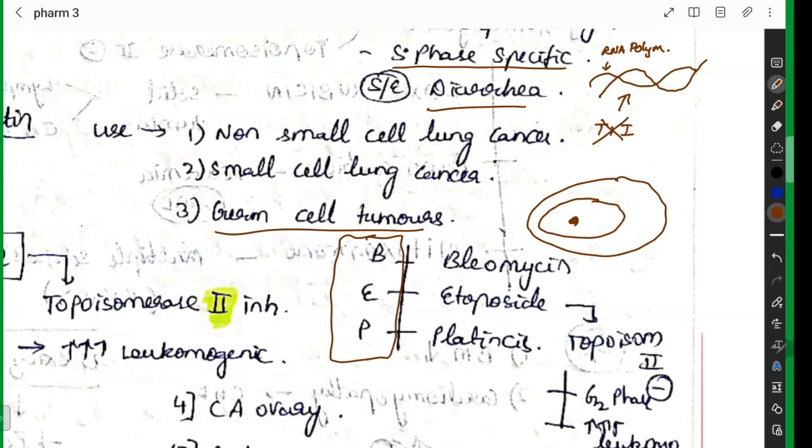These are the germ cells. These are the sex cord tumor. Hope I am integrating with the pathology. Okay, you have to remember this.